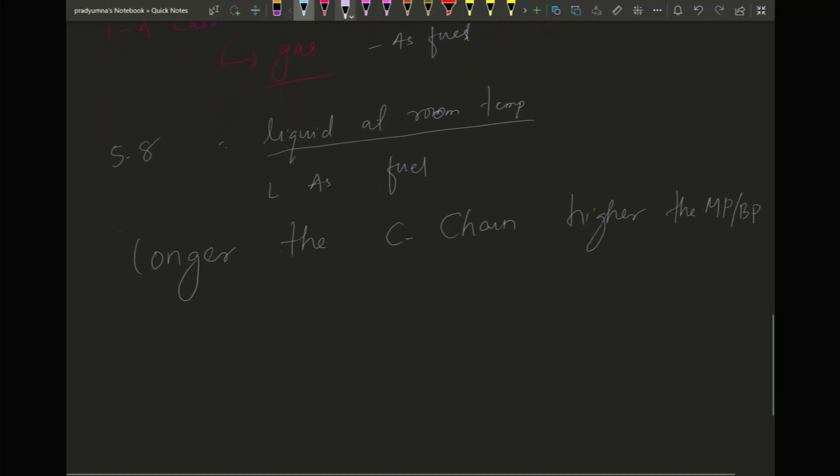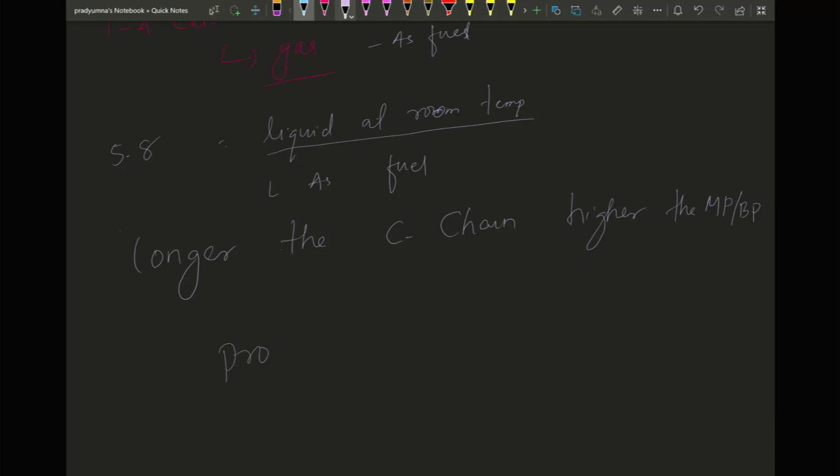I could ask you a question in the exam: propane and octane, which has a higher boiling point, or let's say a higher melting point? It doesn't matter. The answer is octane, because octane has 8 carbon atoms and propane has 3 carbon atoms. Good.